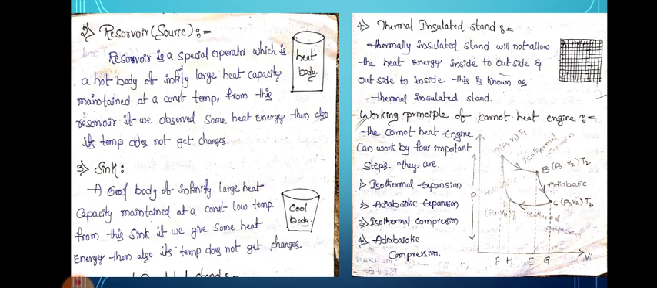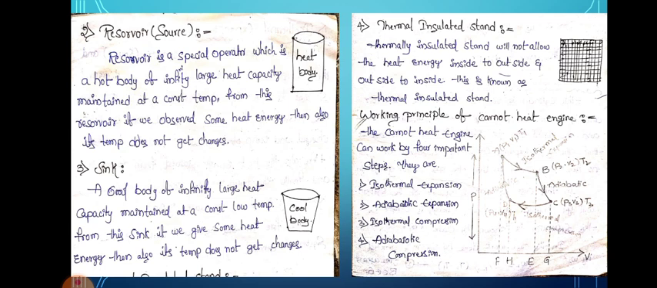The fourth one is the thermal insulated stand. The thermally insulated stand will not allow heat energy to pass from inside to outside or from outside to inside. So this is known as the thermal insulated stand. Next is the working principle of the Carnot heat engine. We can see the diagram.